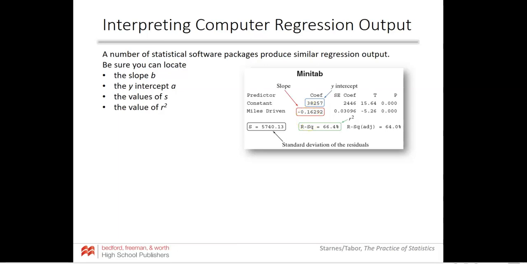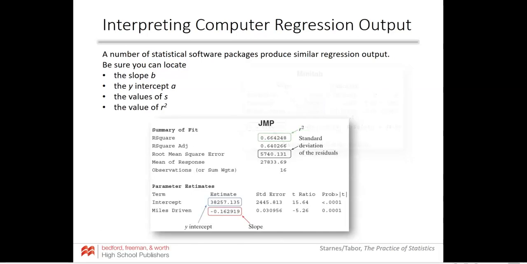Because you want to be able to look at this computer output and be able to come up with an equation of the line, like y equals 38.2257 minus 0.16292x. Of course, that's y hat, I should have said, and identify which one the standard deviation of the residuals is and which one R squared is. JMP is set up in a similar fashion in that R squared is pretty nicely labeled. It says R squared as a number.